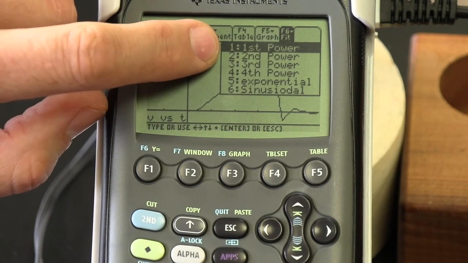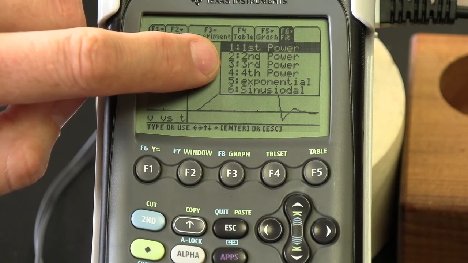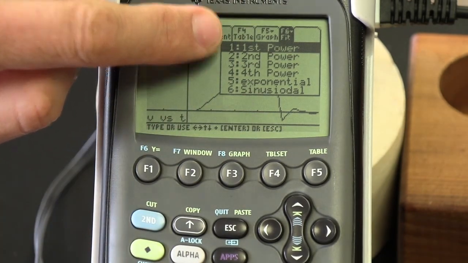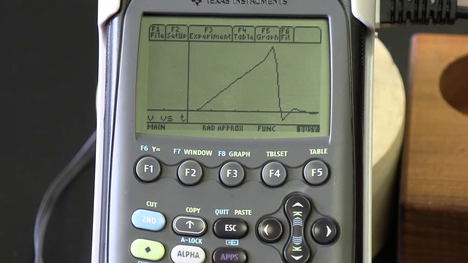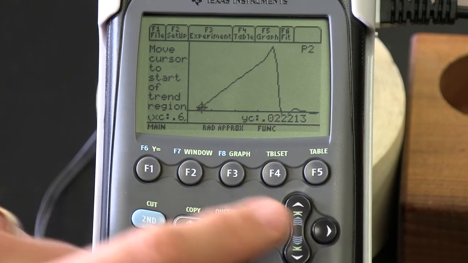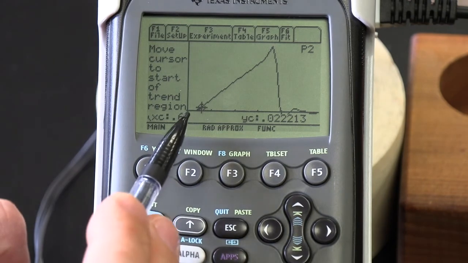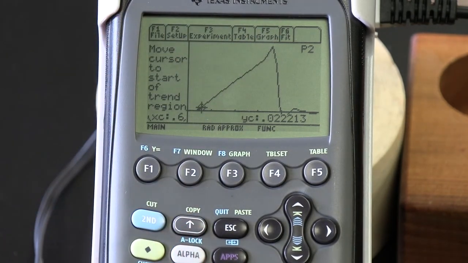So the first power, because we know it's a straight line. A second power is a parabola, a third power is another curve. When functions are to the first power, they make straight lines. So that's what I want. I want a curve fit with a straight line. So this instruction says, move the cursor to the start of the trend region. That's right around here. That's when the car begins to accelerate. And then I hit enter.